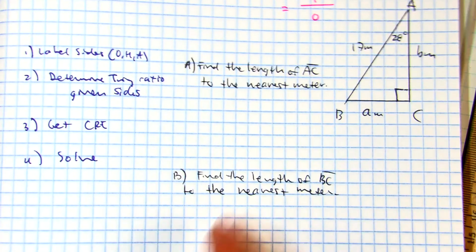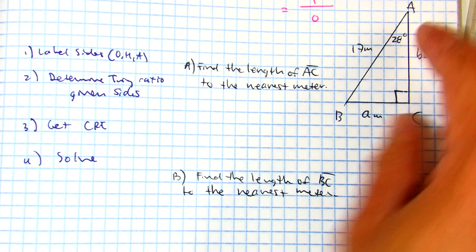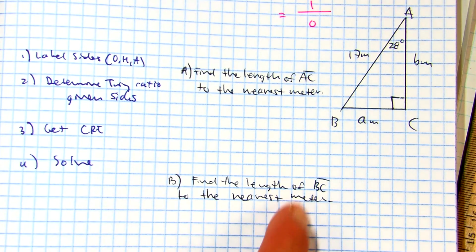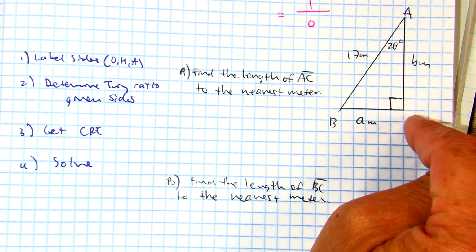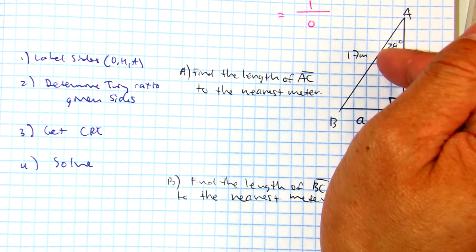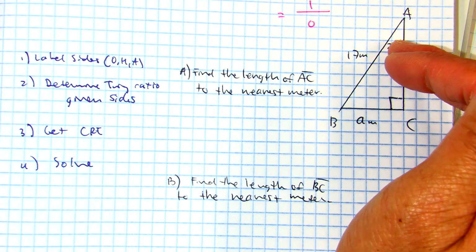We need to find the length of AC and find the length of BC. Just a quick review of geometry. The capital letters here are angles. Everyone say angles. So I can say something like angle A is 28 degrees. I can also say angle BAC is also 28 degrees.